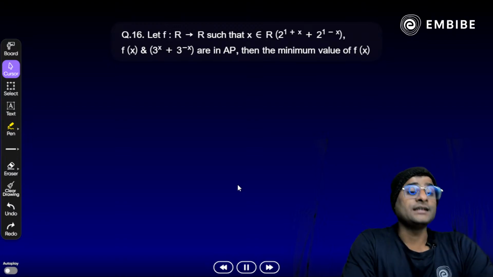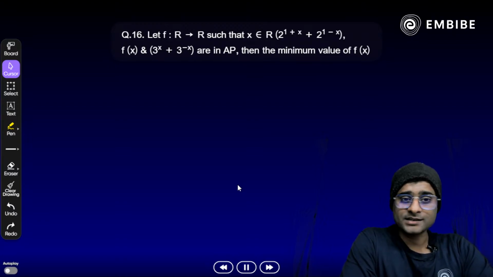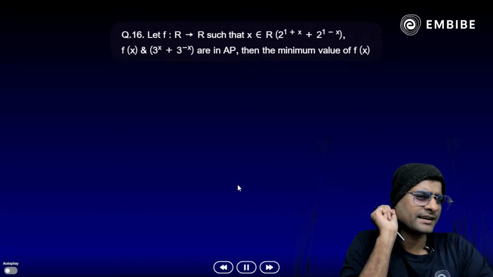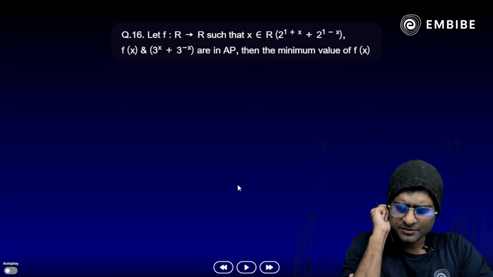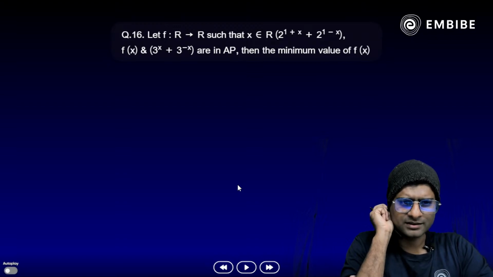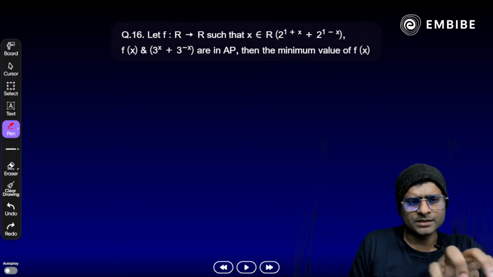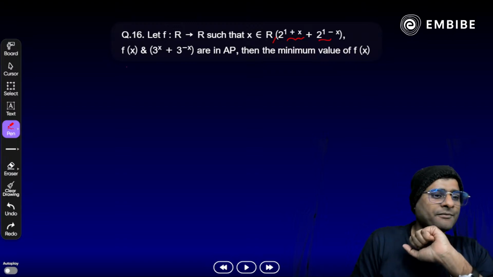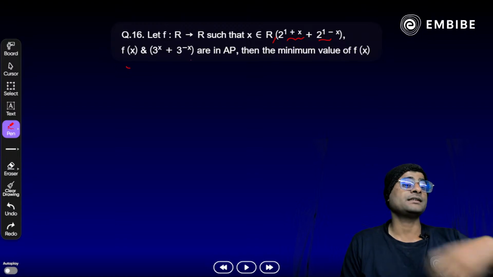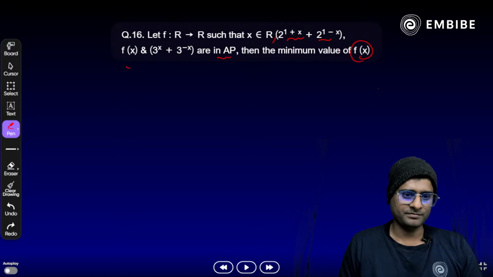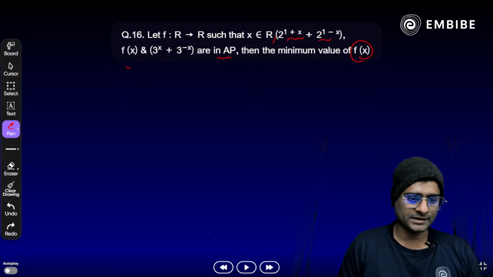Question number 16. Okay, the language looks a little different. Let f be a function from R to R, where the domain is x belongs to R. Then we have 2 raised to power 1 plus x, 2 raised to power 1 minus x, and f(x), and 3 raised to power x plus 3 raised to power minus x are in AP. So find the minimum value of f(x) here. We need to find the least value of f(x) here.